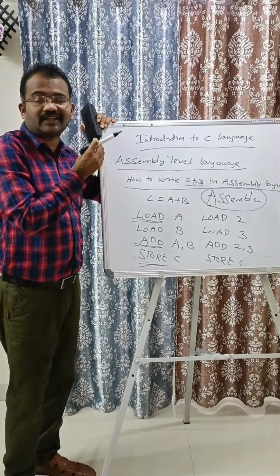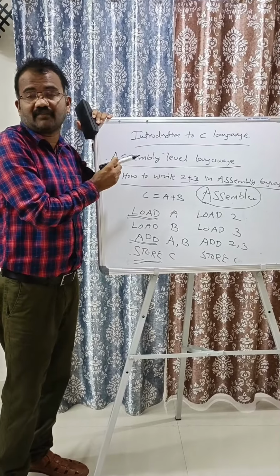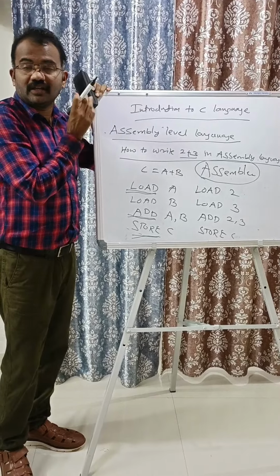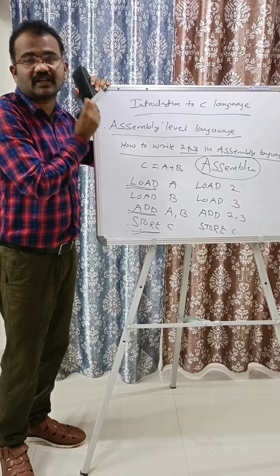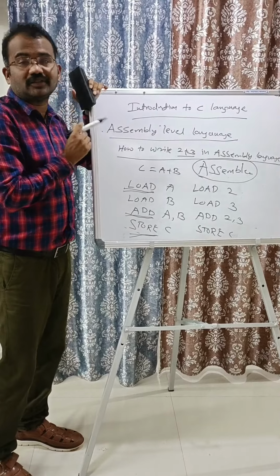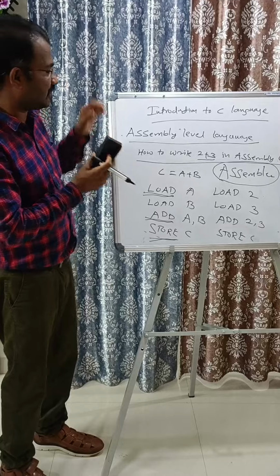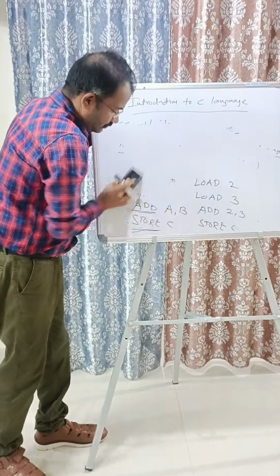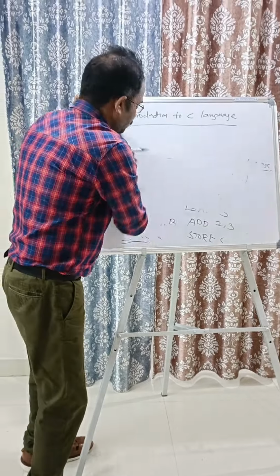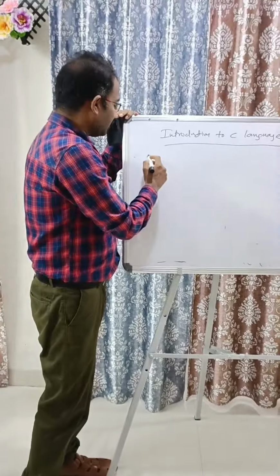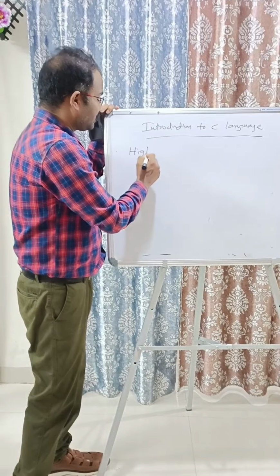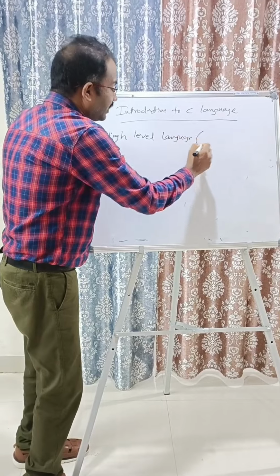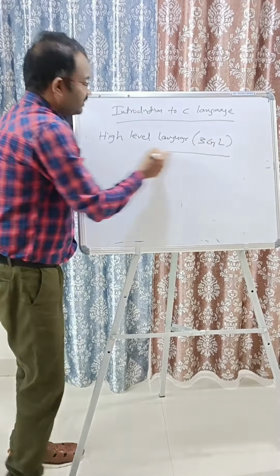So this is about the second generation language. We can call this assembly level language, at the same time second generation language or symbolic language also. Now the third generation language. What is the third generation language? Third generation language is high level language, or we can call it 3GL, third generation language.